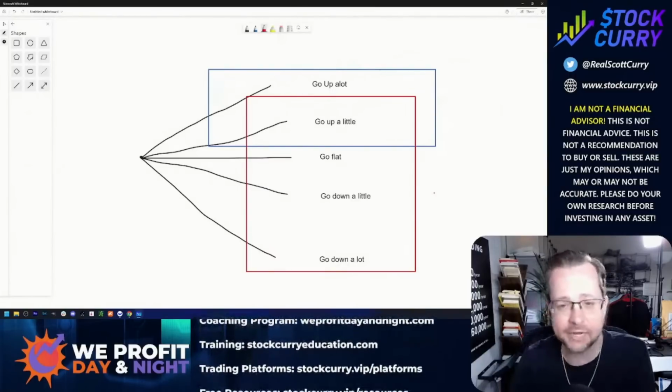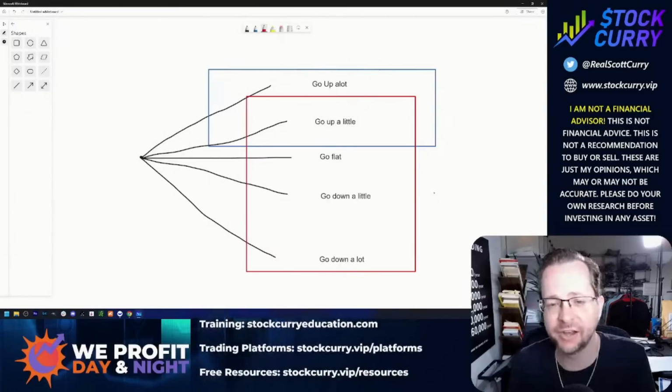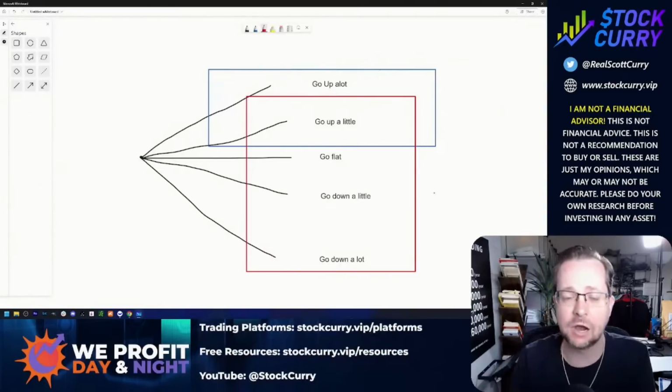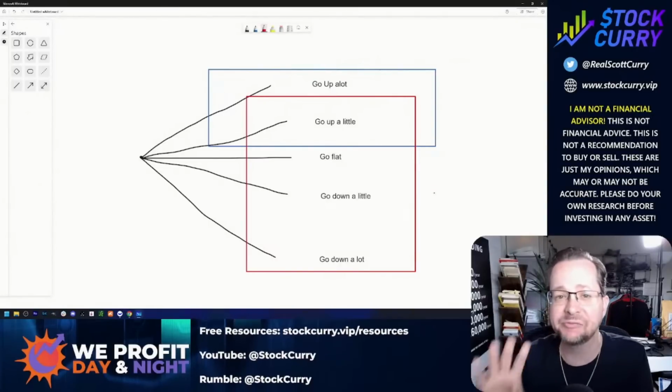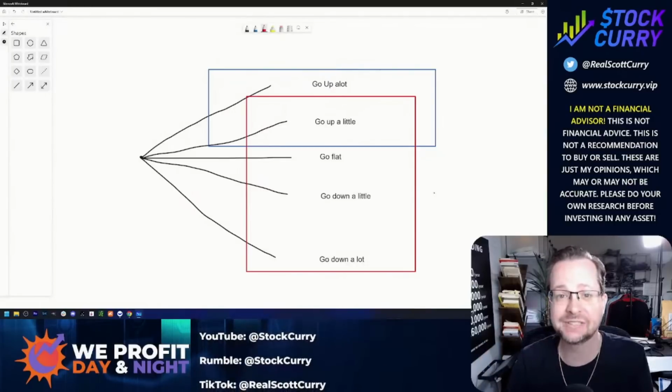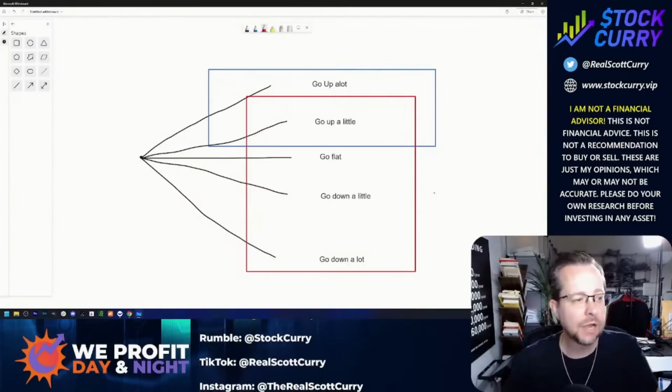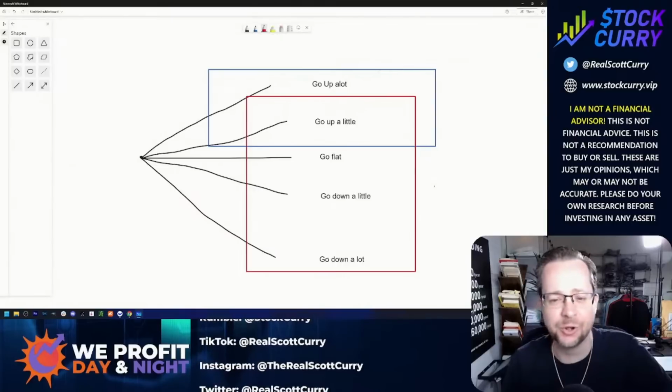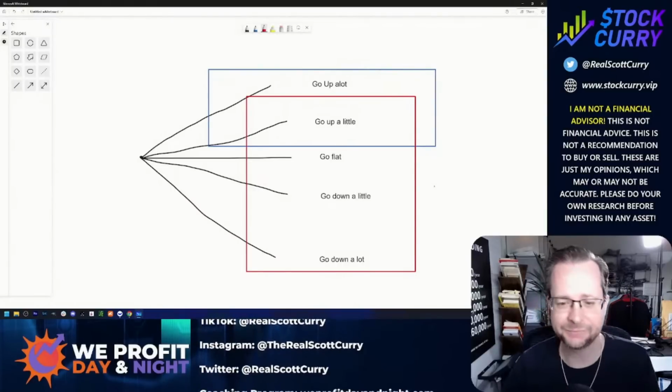If I buy a stock, I only make money in 2 out of 5 scenarios. But if I sell a call option, I make money in 4 out of 5 scenarios. All right, this is so cool. Let's do the put option.